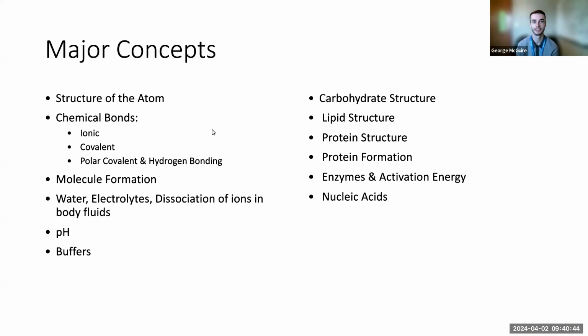The major concepts from this chapter that we'll be focusing on are the general structure of the atom, chemical bonds and how they work, and then how they apply to water, because water is the basis of all life, and the polarity of water is what gives it all of its properties and thus dictates basically how everything works in living systems. So it's very important to understand the function of water and the chemical structure of water.